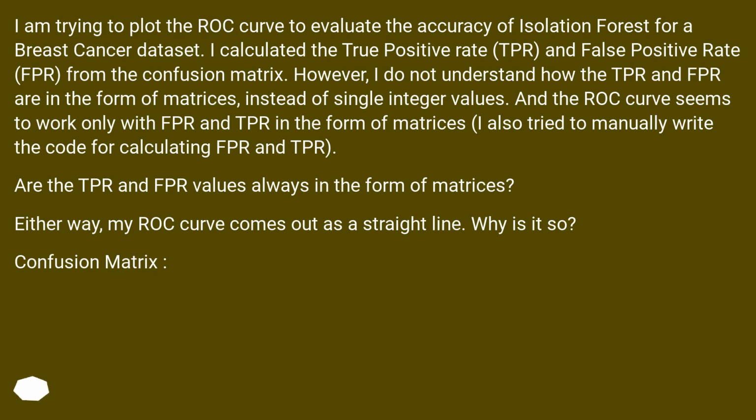I also tried to manually write the code for calculating FPR and TPR. Are the TPR and FPR values always in the form of matrices? Either way, my ROC curve comes out as a straight line. Why is it so?